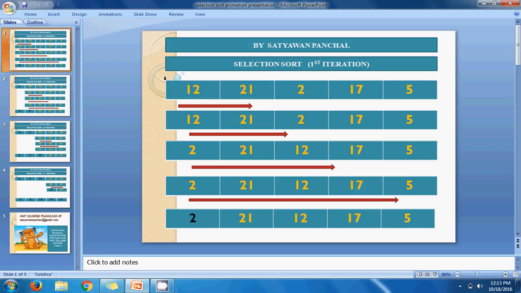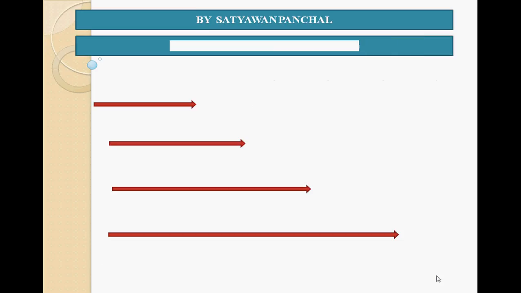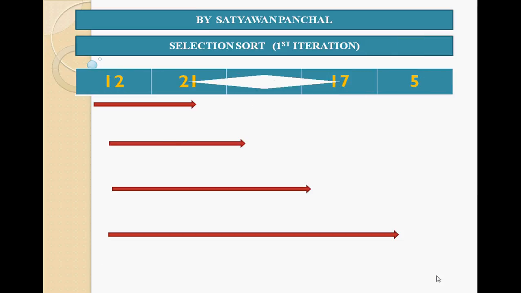So let us proceed with the first iteration, how we will be doing it in each iteration. It is very simple. So this is how it will be taking place. This is the list that we have to sort. So here in the first iteration we have to sort the element at position 1. We have to get the smallest element at position 1. So we start our sorting from the first position itself.